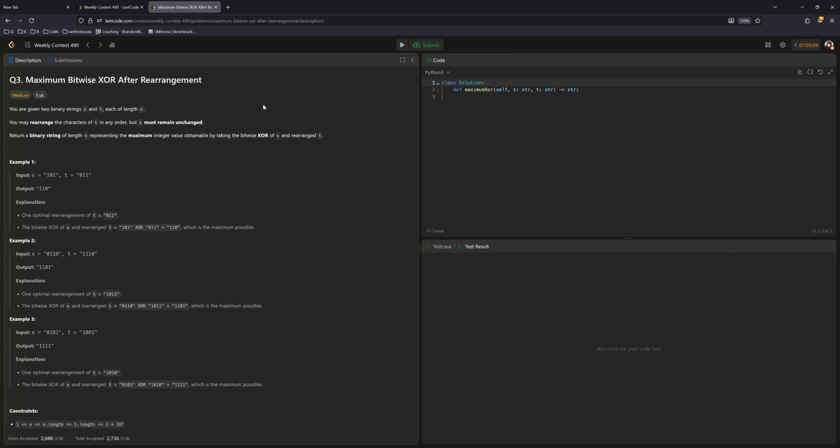So basically, we want to flip bits, and then we might not want to flip bits, and so we choose the highest and lowest bits respectively, and we return it as a binary string. Okay, so you may rearrange the characters of T in any order. So we're going to say C equals Counter of T, right? Okay, and then we're going to say output equals list of S.